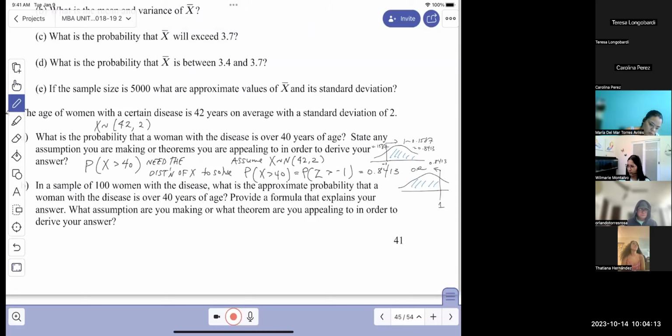So in a sample of 100 women with the disease, what is the approximate probability that a woman with the disease is over 40 years of age? So now I'm looking at the sample.